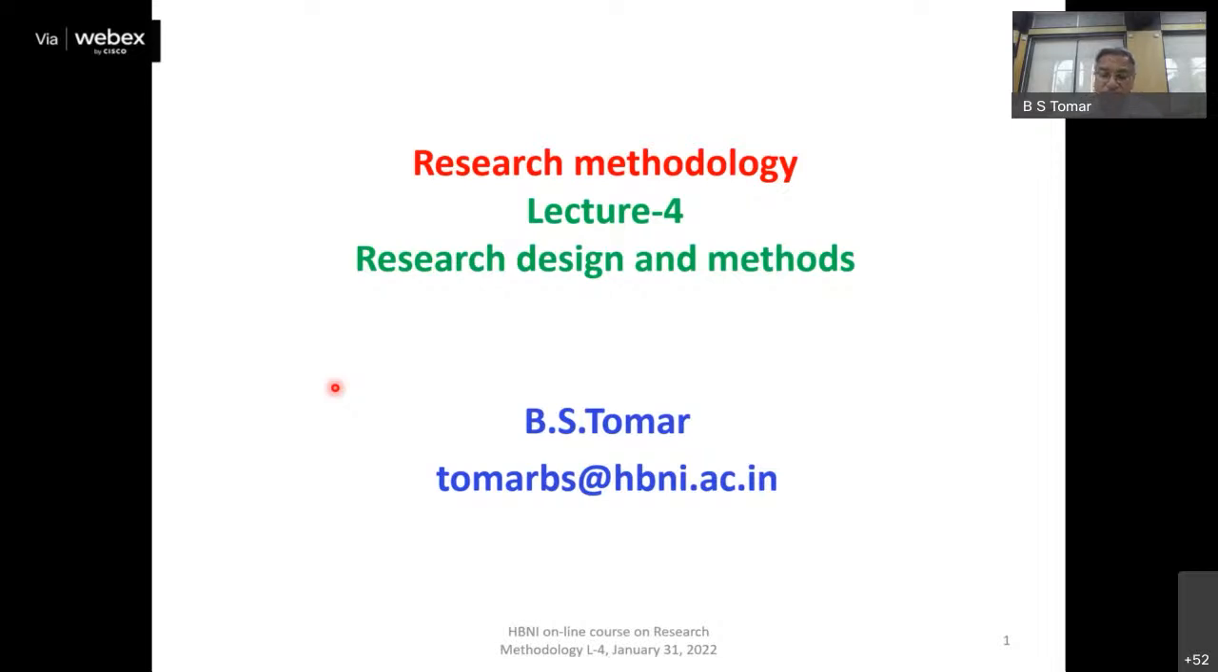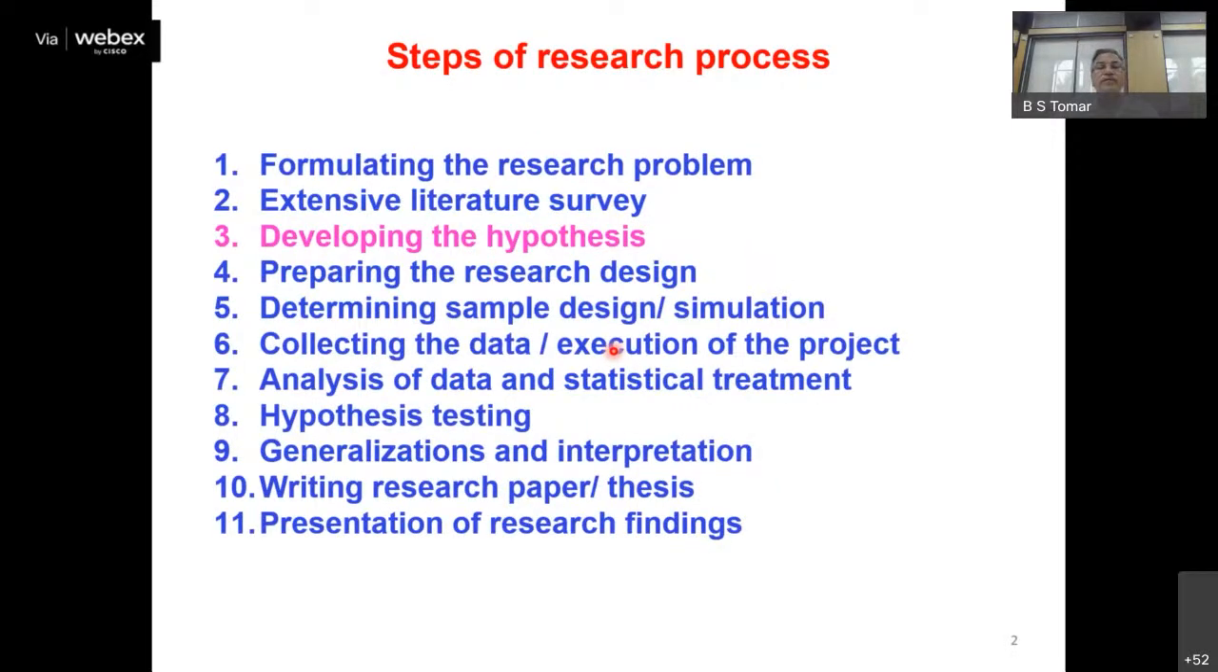So, as I discussed in the last lecture, research methodology has several components, which I had given in the form of a list here. And we discussed the formulation of the research problem, which in fact also needed an extensive literature survey. These two aspects were covered in the last lecture. Today we will discuss the development of a hypothesis plus some more aspects for different types of research.